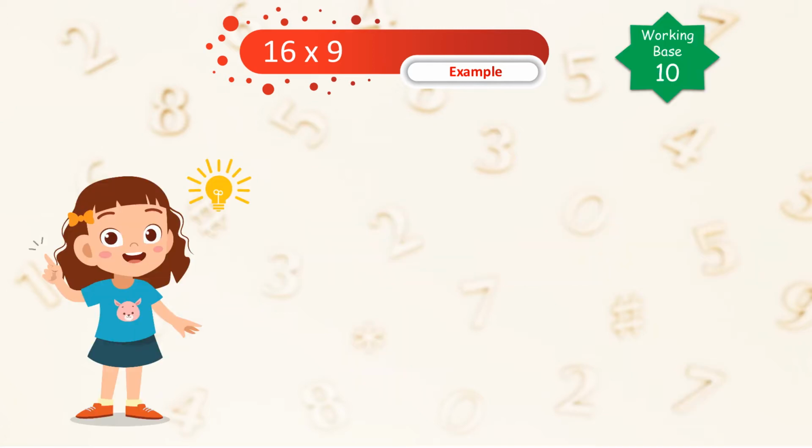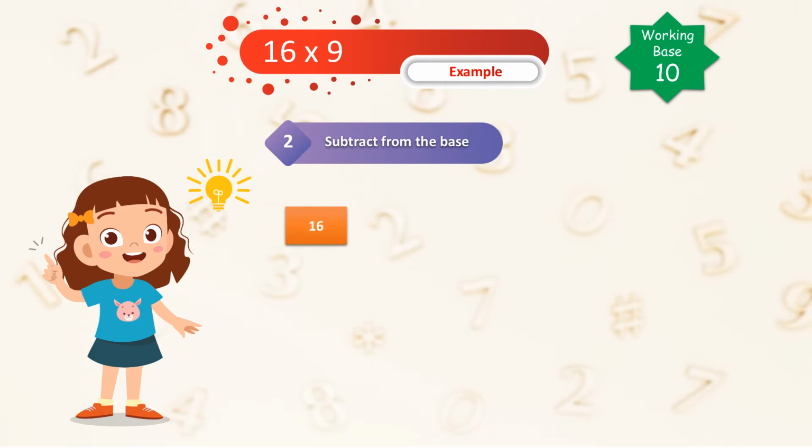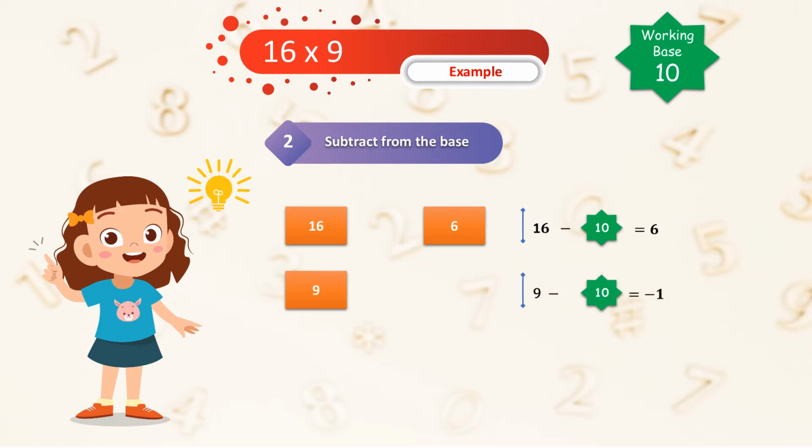In step 2, we have to subtract 16 and 9 from the base. 16 minus 10 equals 6 and 9 minus 10 equals minus 1. Step 2 is complete.